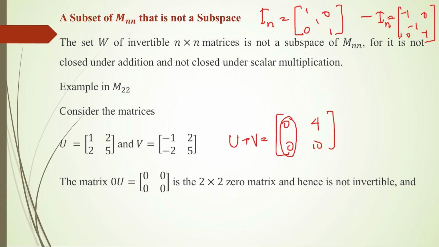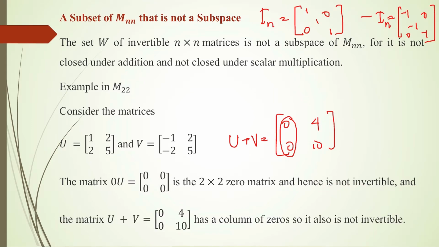And similarly, if we multiply this U with the scalar 0, we will get the 0 matrix, which is not invertible. Therefore, the set of all invertible n by n matrices will not satisfy the closure property for vector addition as well as scalar multiplication. Therefore, this W is not a subspace of Mn.